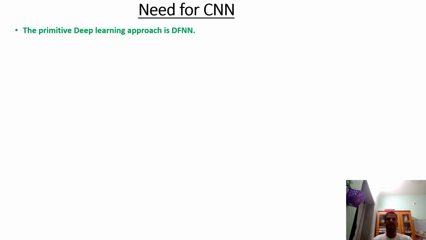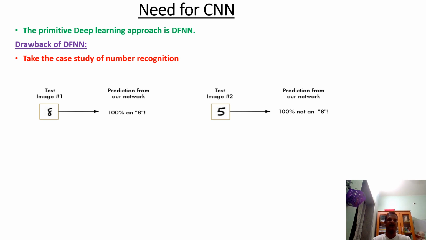If you closely observe, CNN is not the first deep learning neural network. Even before that, we had methods such as the deep feed forward neural network. In short, we call it DFNN. But there is a drawback of DFNN. What is that? The study of number recognition.